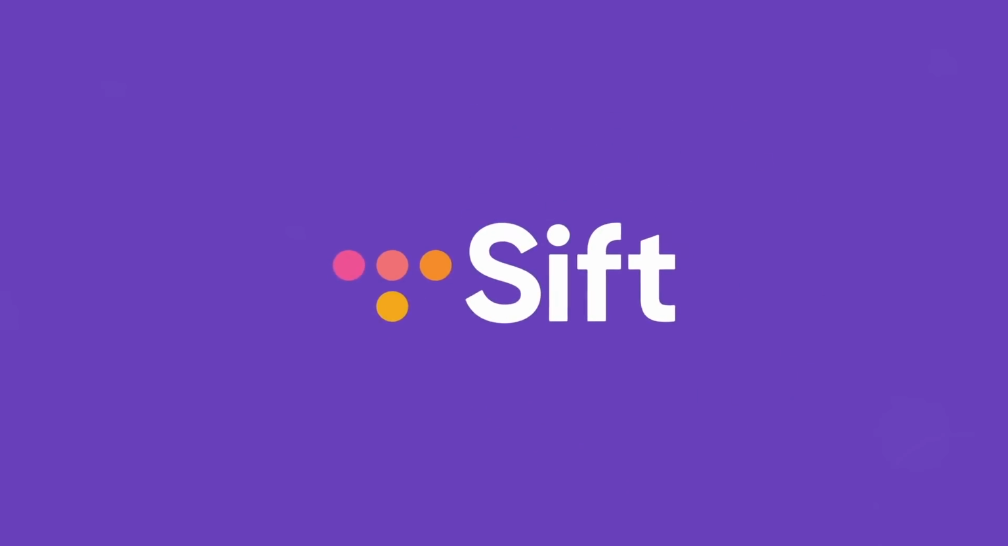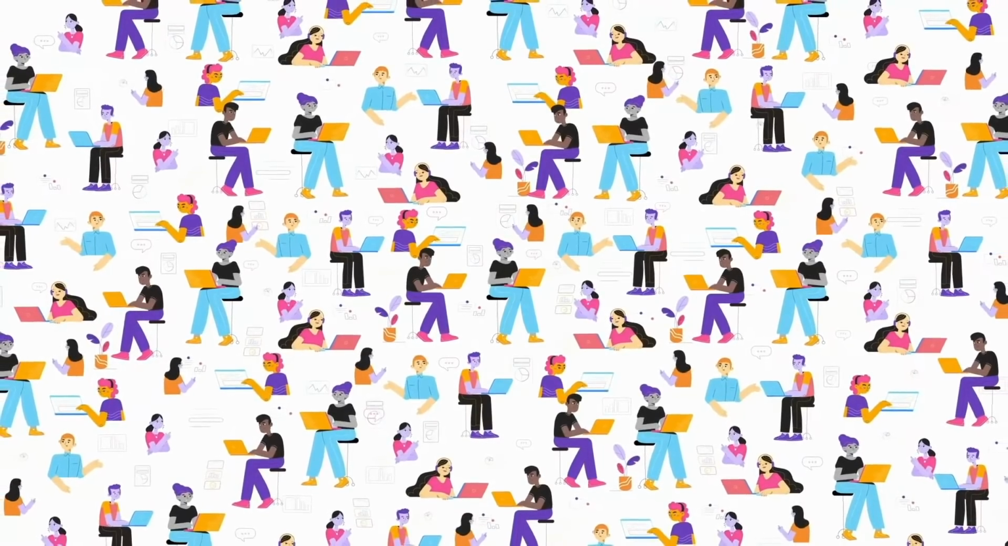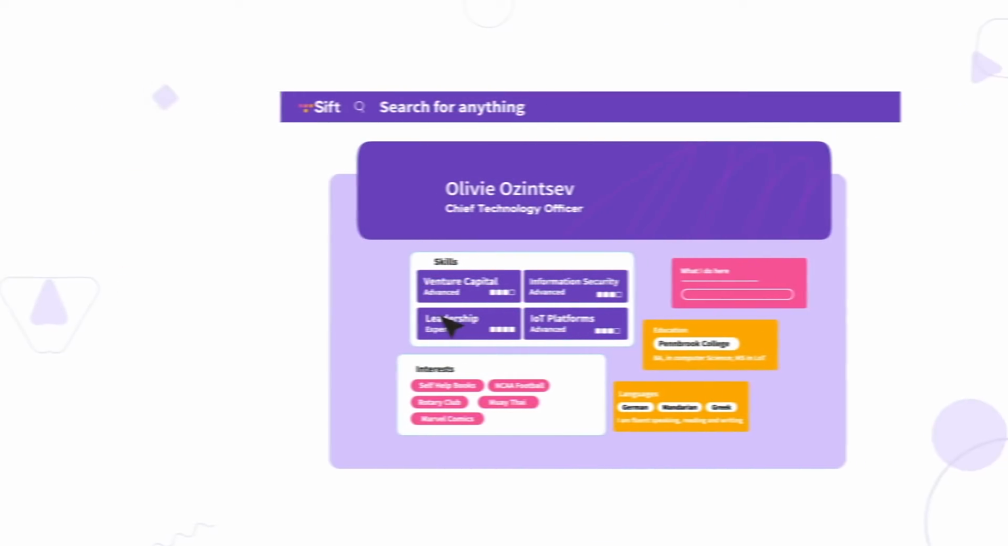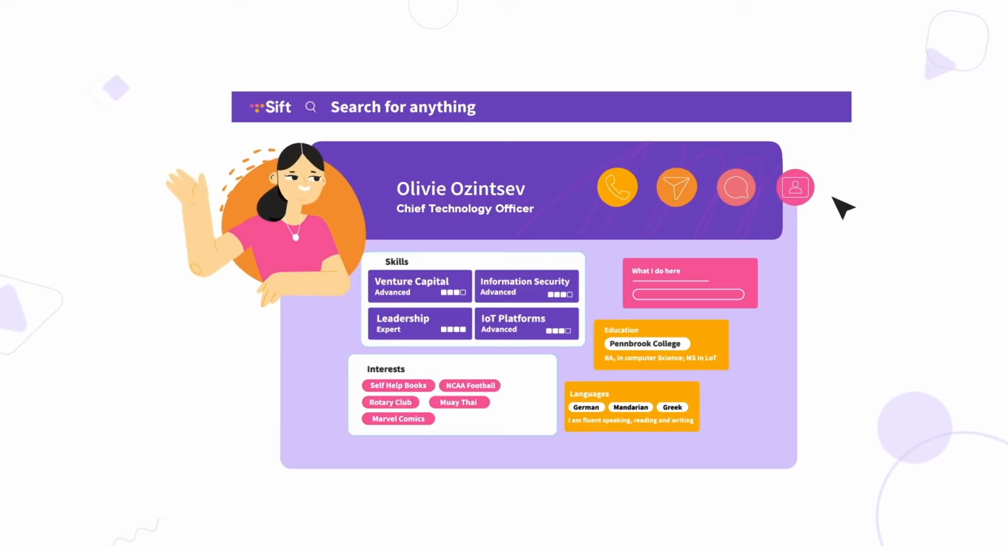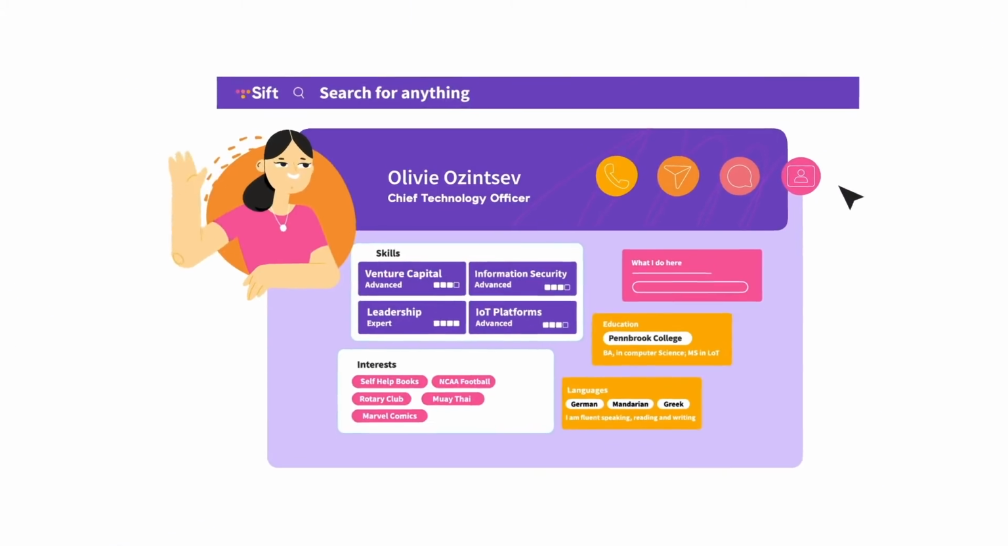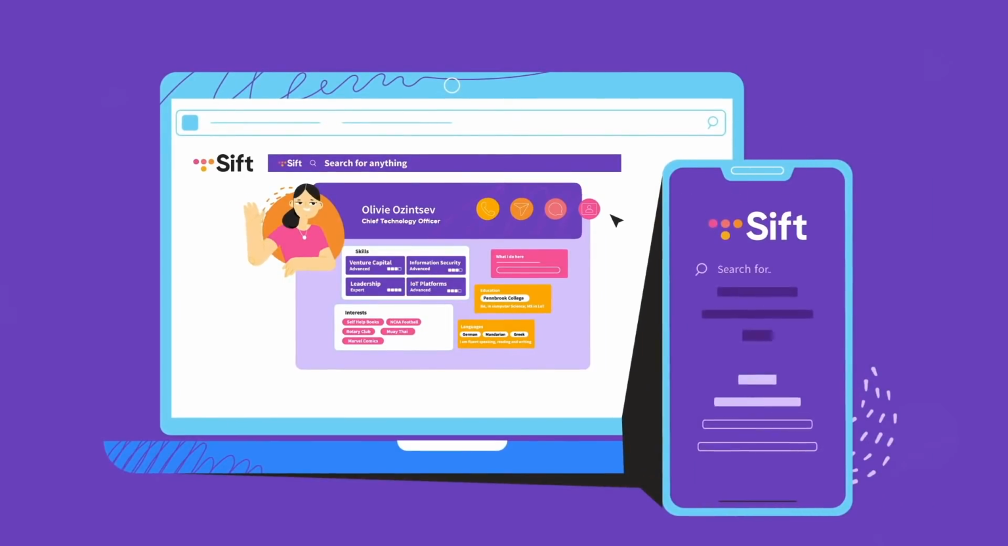Welcome to Sift, a modern people directory that allows everyone to navigate the people side of your organization. Our deep, customizable profiles, powerful search, and a dynamic org chart allow everyone at your organization to finally have a single place to learn about their colleagues.